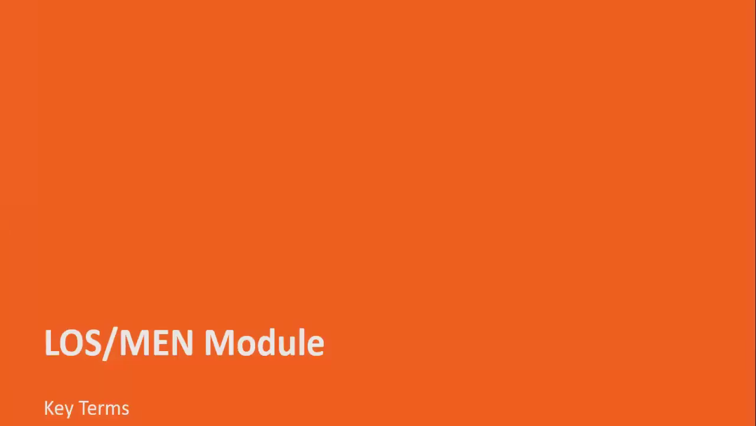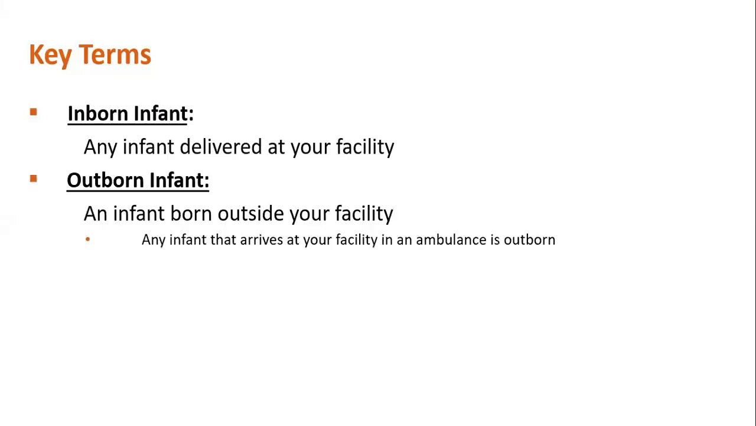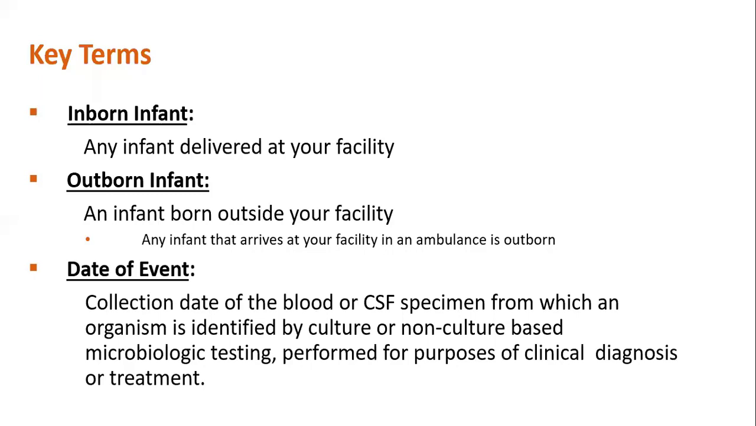So let's move on to some key terms. An inborn infant is any infant delivered at your facility. An outborn infant is an infant born outside of your facility. So any infant that arrives at your facility in an ambulance is an outborn patient or infant. The date of event is the collection date of the blood or CSF specimen from which an organism is identified by culture or non-culture based microbiologic testing performed for purposes of clinical diagnosis or treatment.